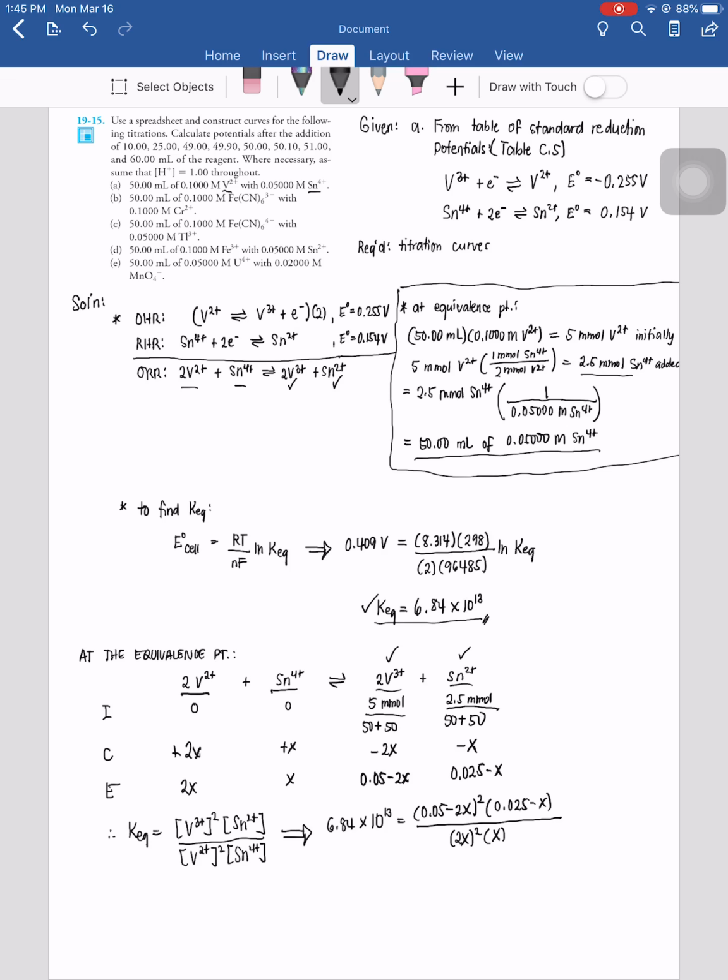Now plugging all of this into our calculator, we now get the following. So we have 6.84 times 10 to the power of 13 equal now to 0.05 minus 2x squared times 0.025 minus x all over 2x squared times x.